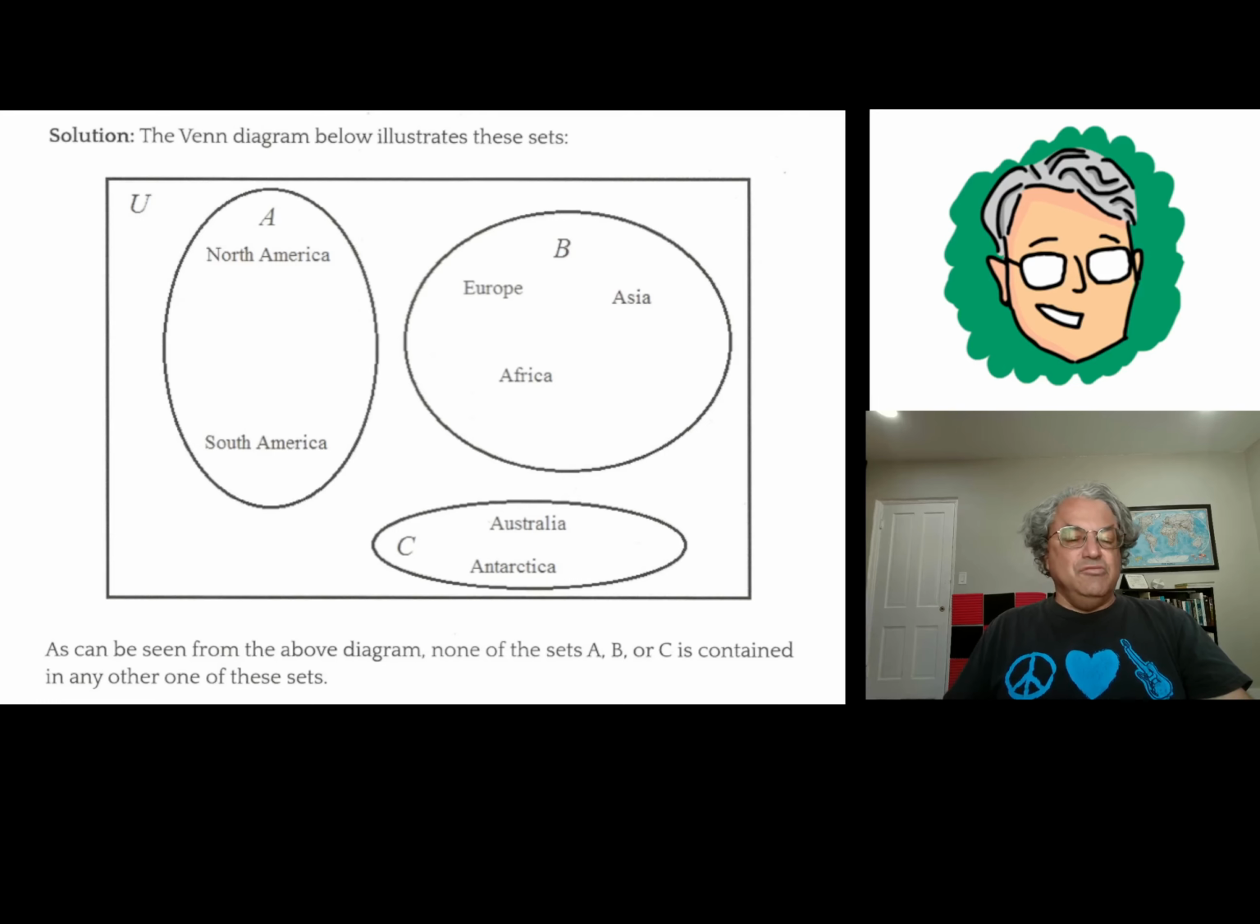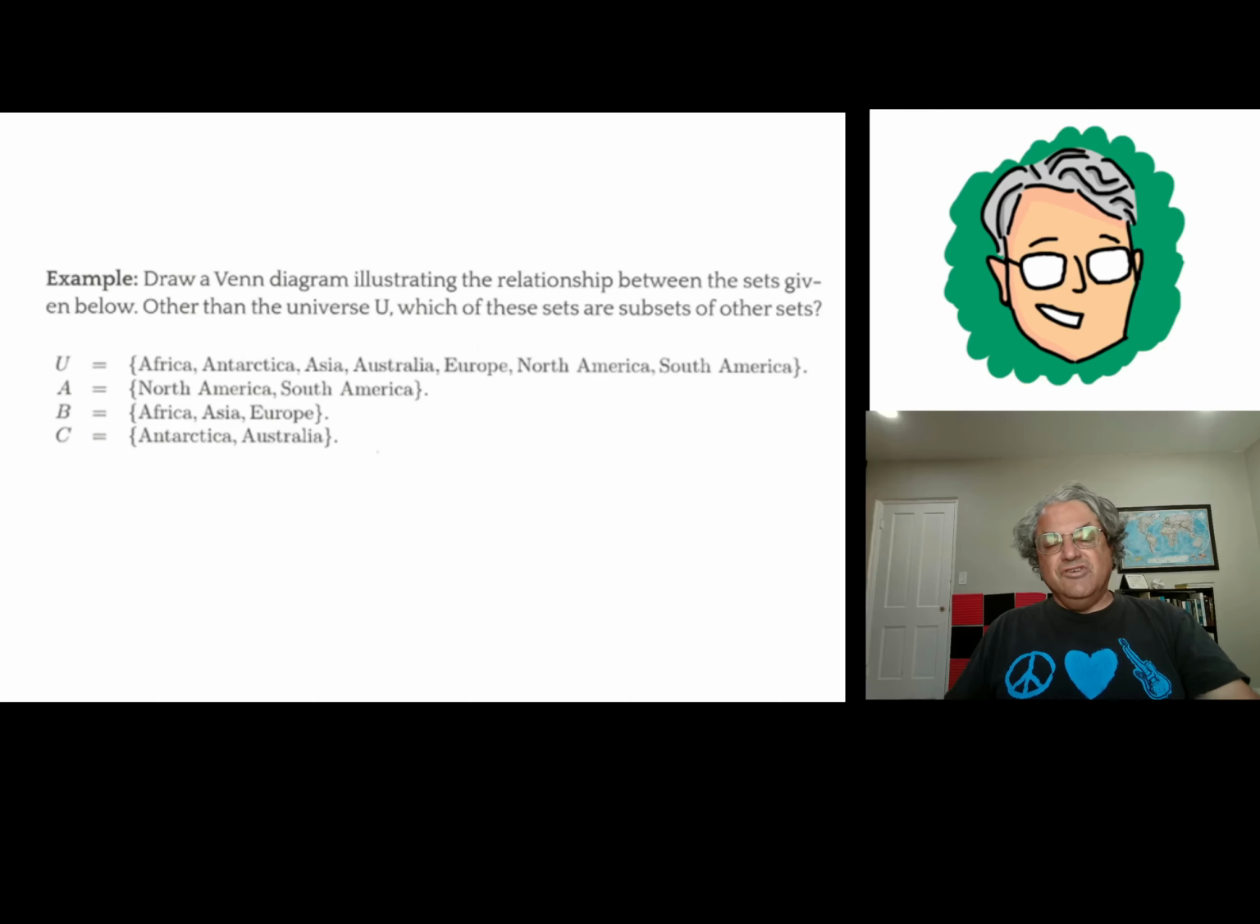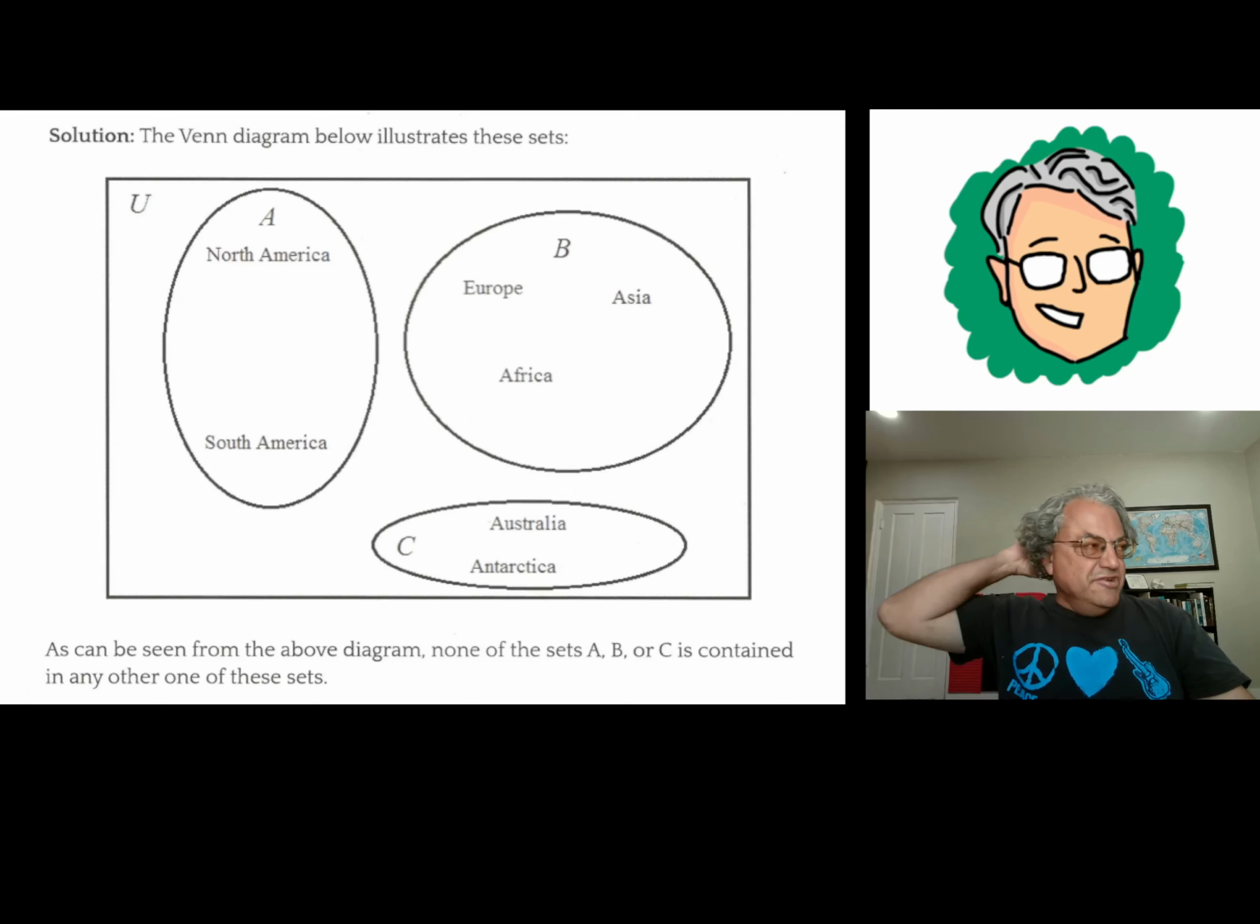And you can see that the way I define these sets, they're all disjoint from each other. This is called disjoint. So there's no intersection between any of these three sets. That's what we call disjoint sets.